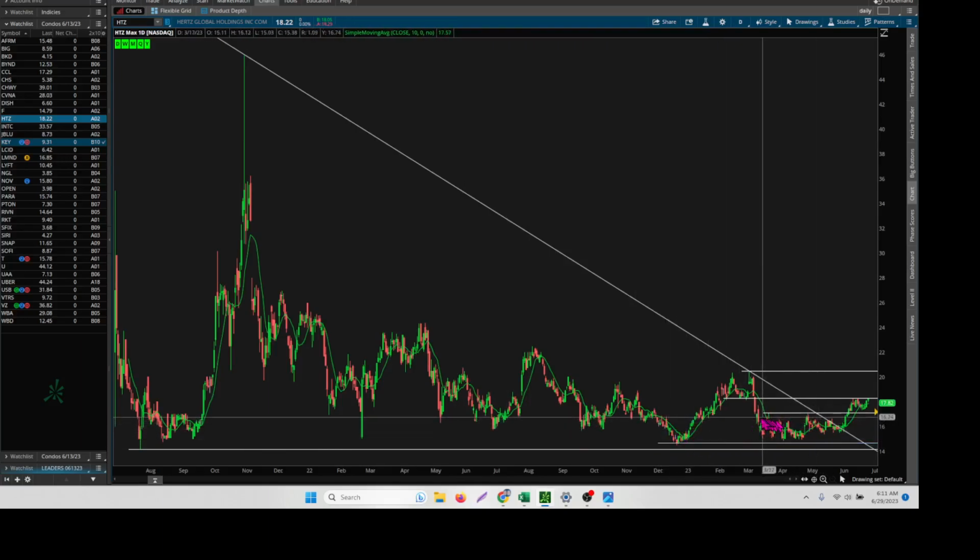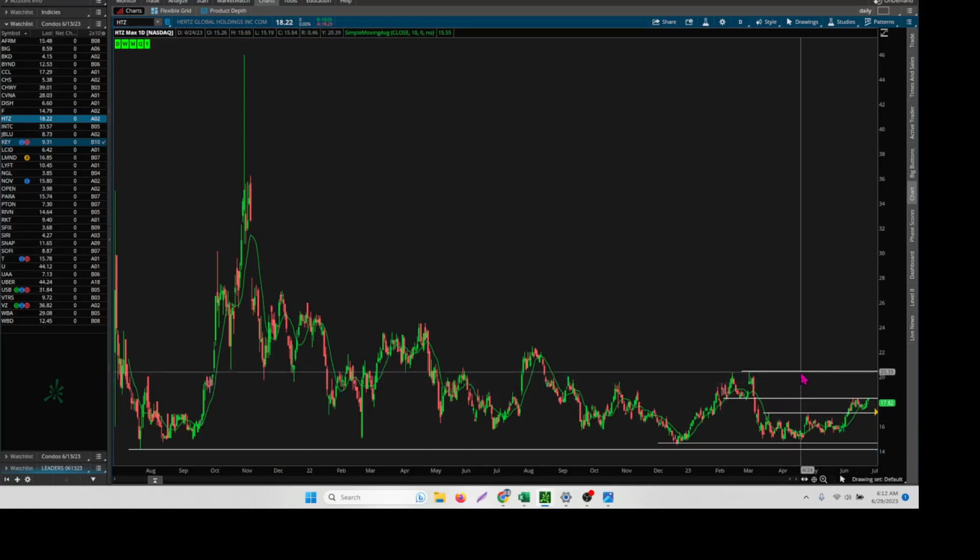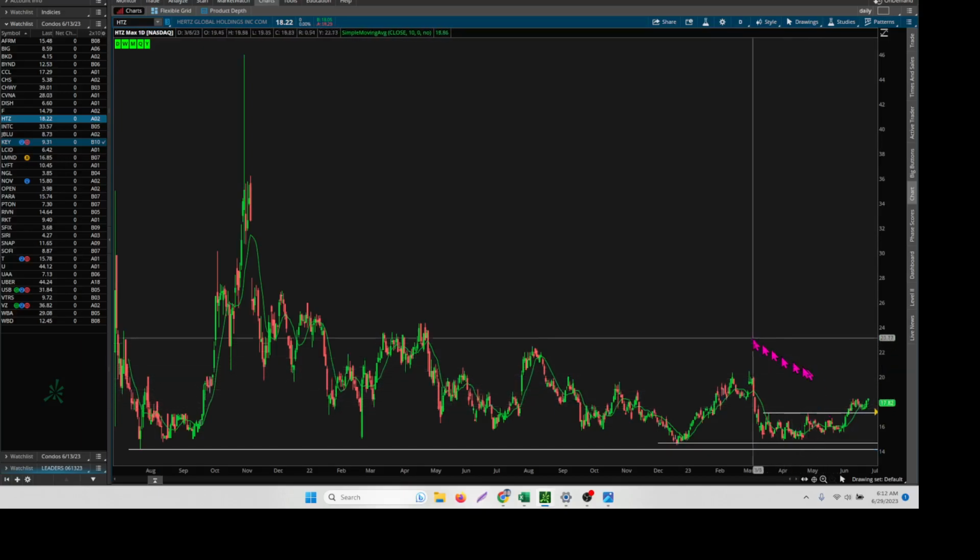Consolidated for a long time, right? From March all the way till June, and then now we're starting to move back up. Really like Hertz. Really like Hertz. What if it just reverses and just keeps going?